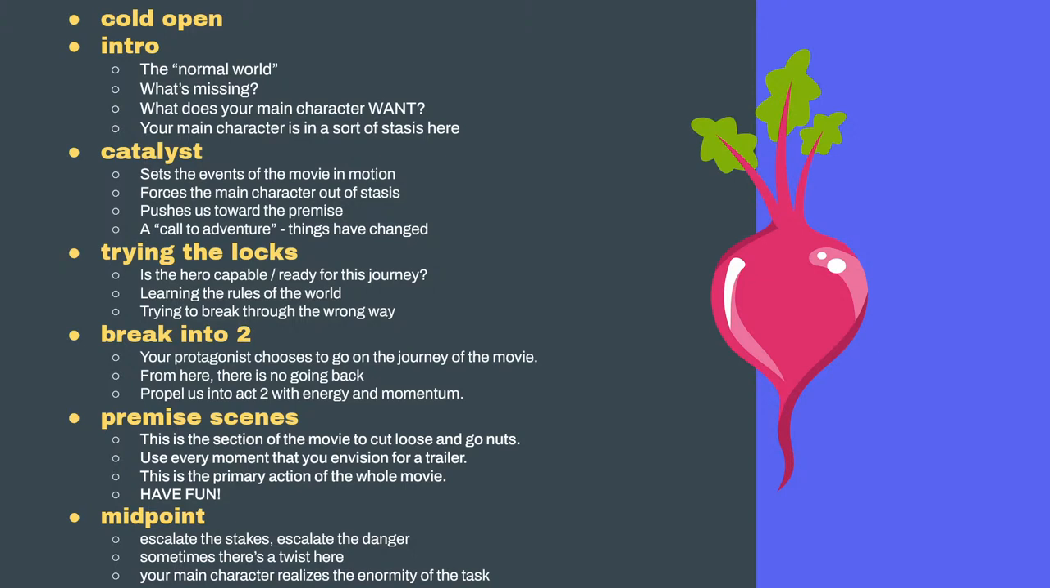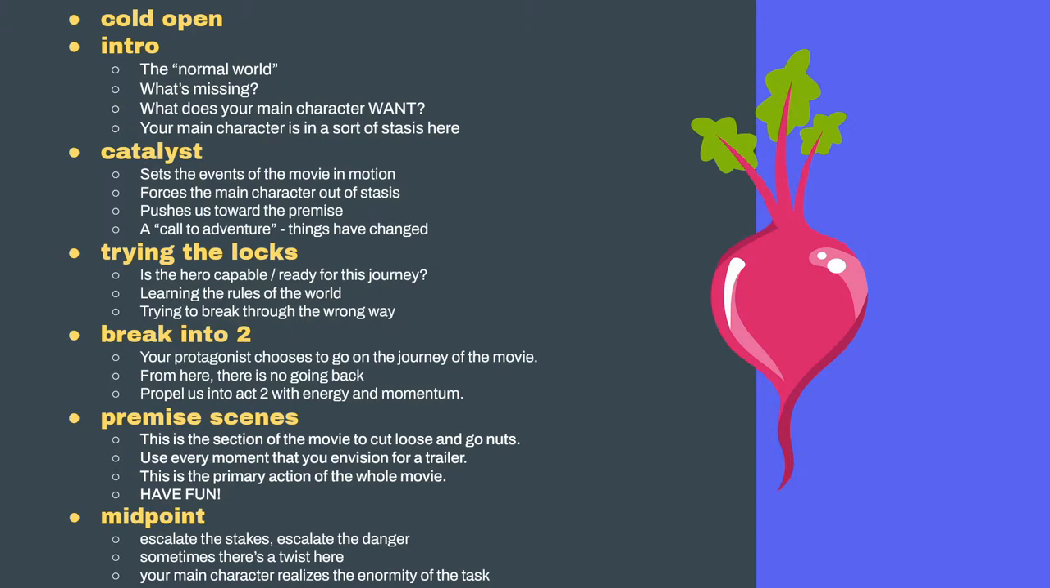This is like a sort of call to adventure of some kind, but it's only one single moment. A catalyst is not a series of events. A catalyst is one thing happening. I would write that down if you're still figuring out how a structure should look. Some of these things are just one moment, and some of these things are a sequence of moments.